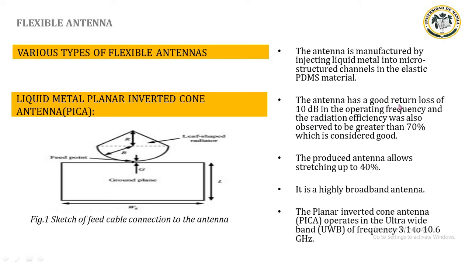The antenna has a good return loss of 10 decibels in the operating frequency, and the radiation efficiency was also observed to be greater than 70%, which is considered good. The produced antenna allows stretching up to 40%. It is a highly broadband antenna. The planar inverted cone antenna, or PICA, operates in the ultra-wideband, or UWB, of frequency 3.1 to 10.6 GHz.